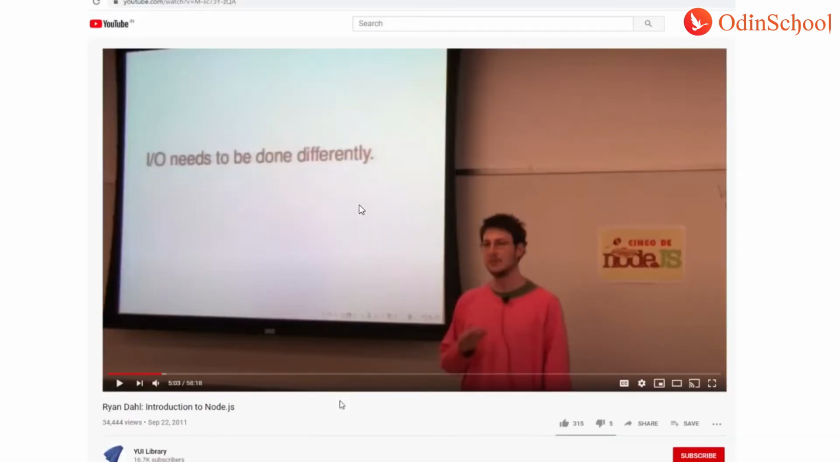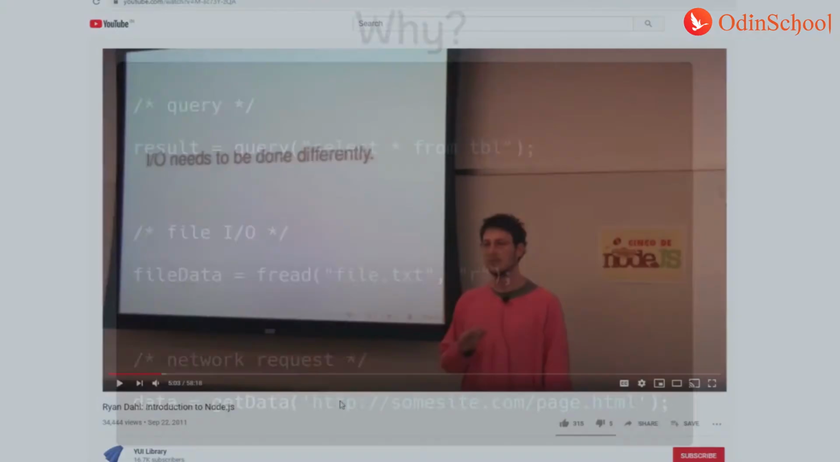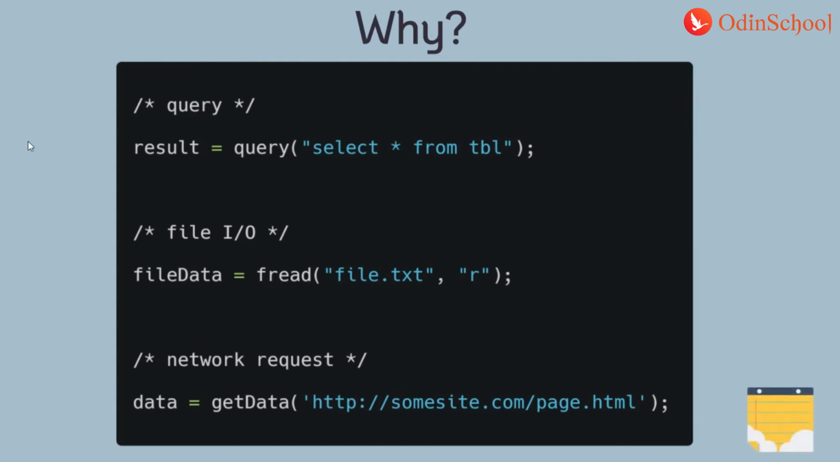So in that video, there's this one instance where he says IO needs to be done differently. That was the main thing, one of the main reasons behind trying something like Node.js. IO, input output, needs to be done differently. So what's the problem here? Let's say this is some language, not Node, some other, old language.